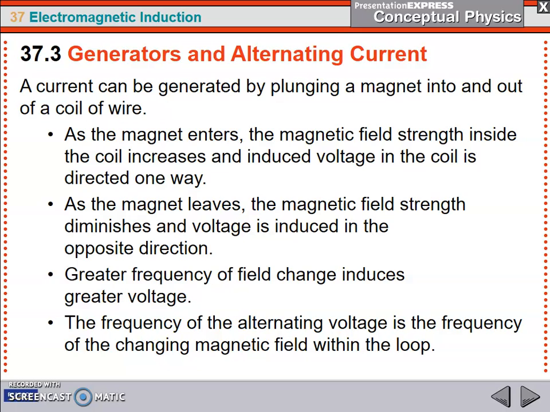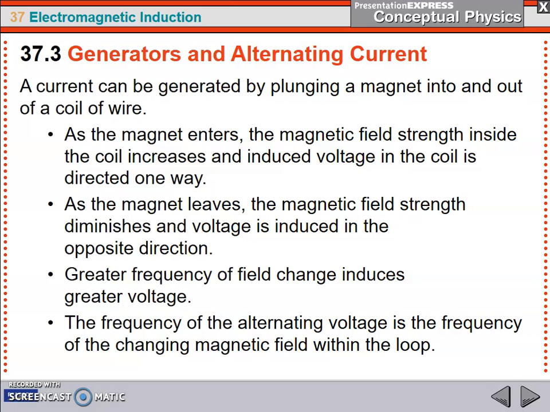A current can be generated by plunging a magnet into and out of a coil of wire. As the magnet enters, the magnetic field strength inside the coil increases, and induced voltage in the coil is directed one way. As it leaves, the current is induced in the opposite direction. Greater frequency of field changes induces greater voltage. So if you go back and forth faster, you get more voltage.